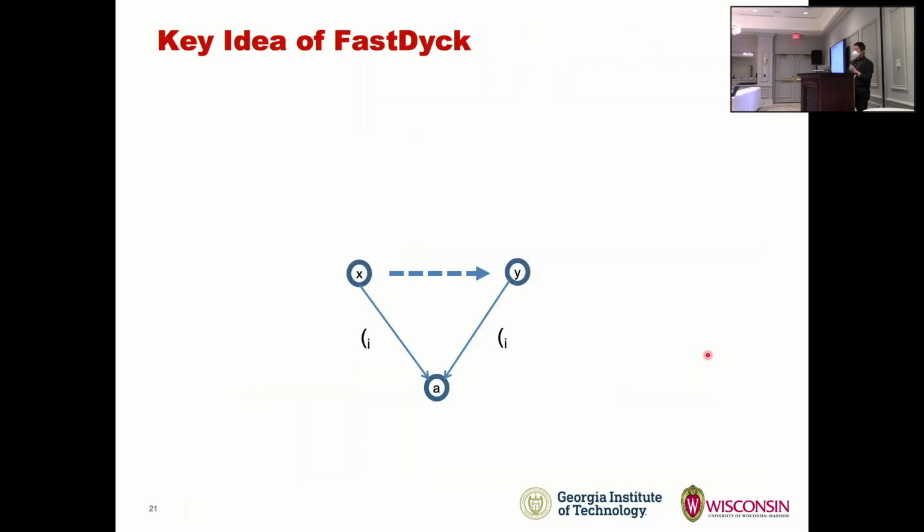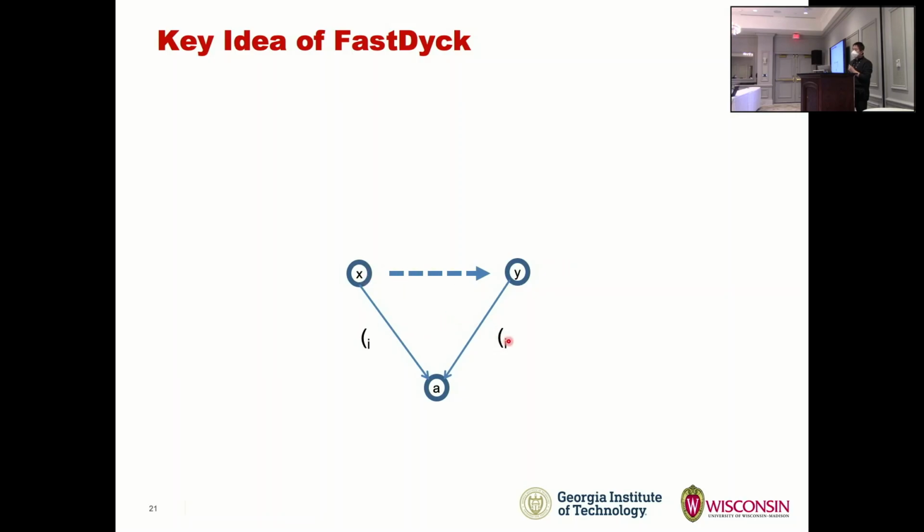So the essential idea is that in a bidirectional graph, we don't need to worry about the close price labeled edges, because there always exists an open price labeled edge in the inverse direction. So we only need to keep track of the open price labeled edges. And if there exists a node, in this case A, that has multiple open price labeled edges, we can conclude that the two neighbors will be Dyck reachable, right?